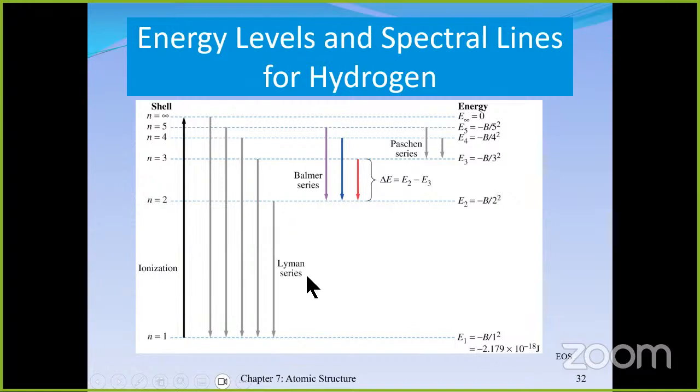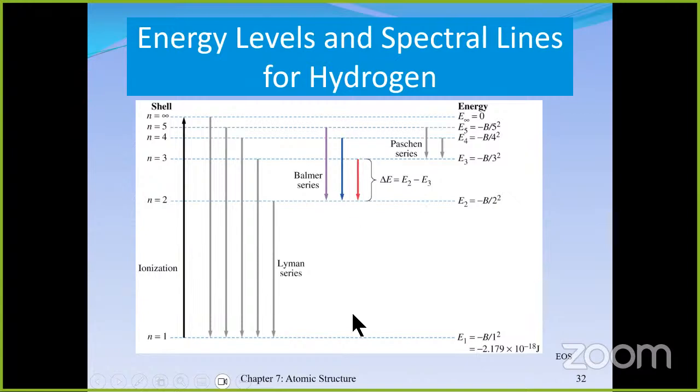As I said before, if the electron is making a transition from N equal 3 to N equal 2, then that will give you the red line. In the case of the transition from N equal 4 to N equal 2, that gives you the blue line. And the purple line being formed in the spectrum results from the transition from N equal 5 to N equal 2. So that's basically how we explain the different colors.